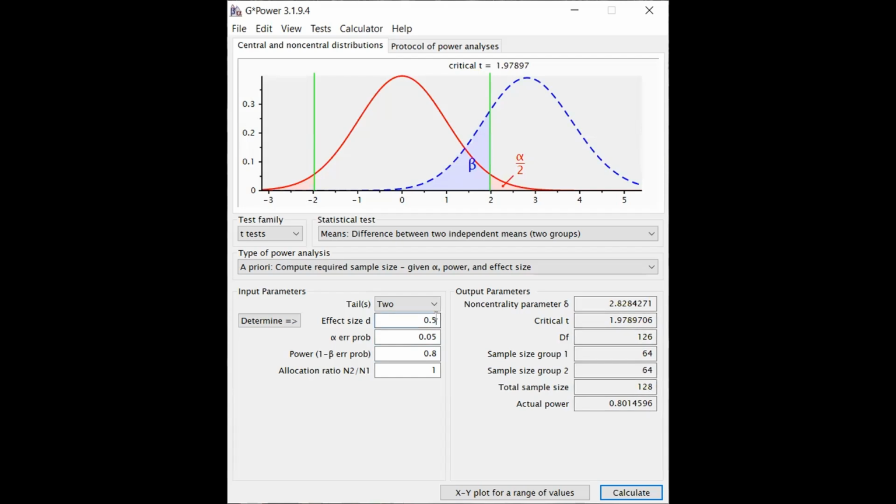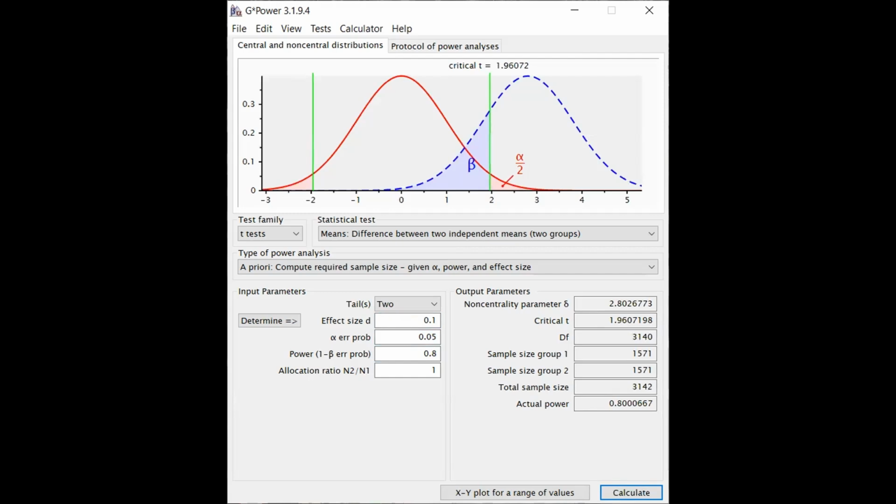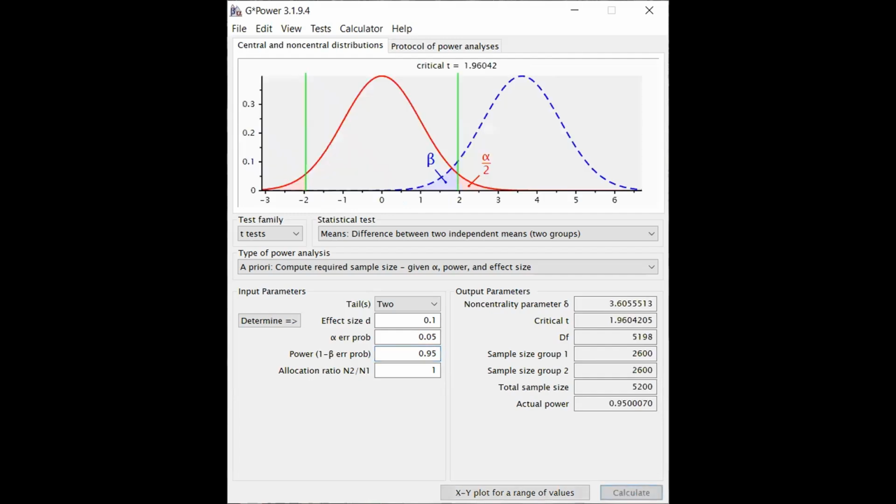But look what happens now if I lower my effect size. Say I want it to be able to pick up on a tiny, tiny little difference. Say I want to know if there's a difference in height between boys and girls, and I want to know even if there's just this tiny little difference. I could set my effect size to 0.1. Look what happens to my sample size. Now I need a sample of 3,142 to pick up on a minuscule little difference, right? And that's at a 0.8 power. Say I set it back to the standard 0.95 power. Look what happens. Now I need 5,200.